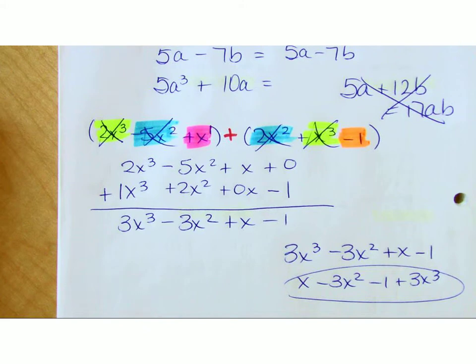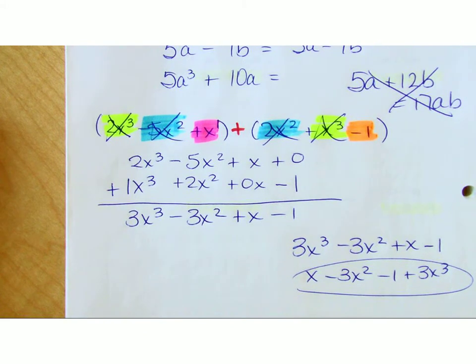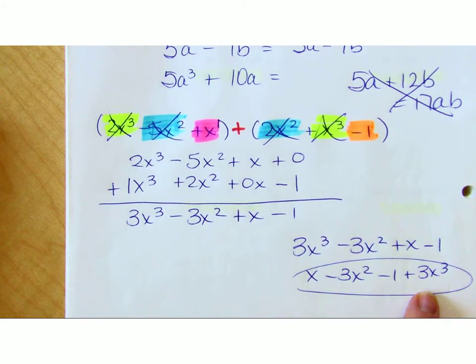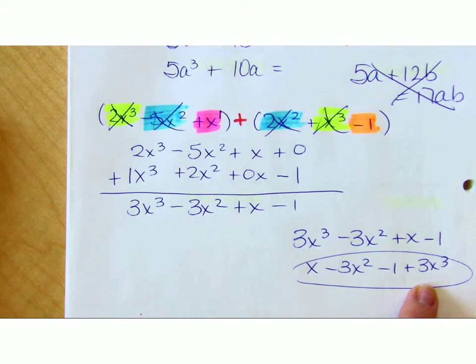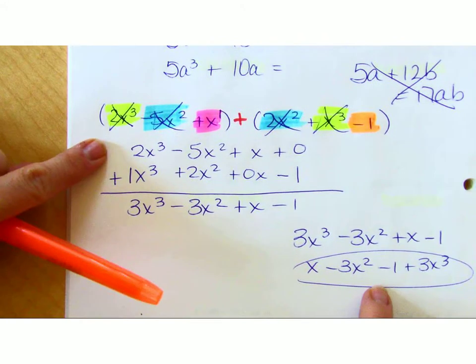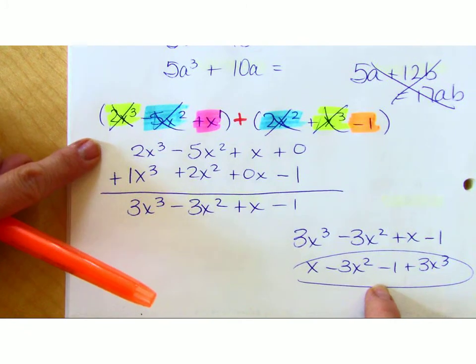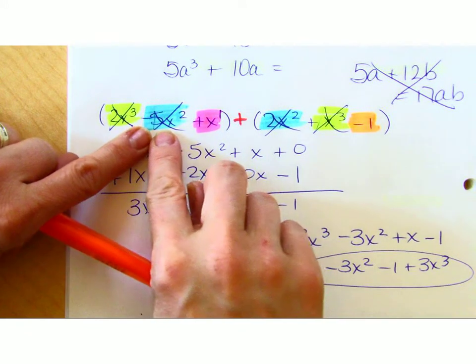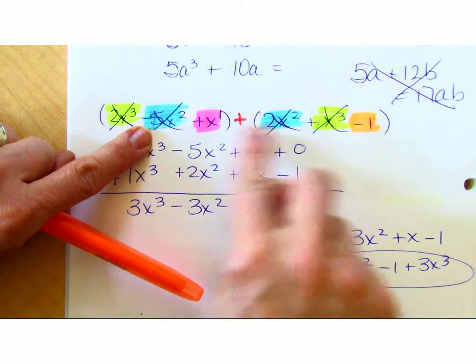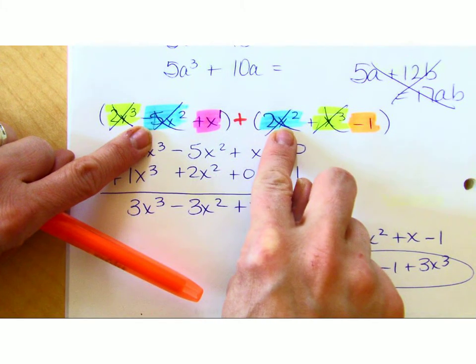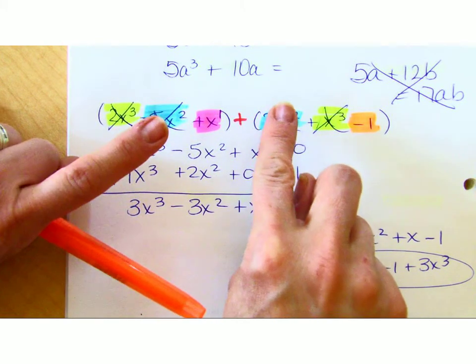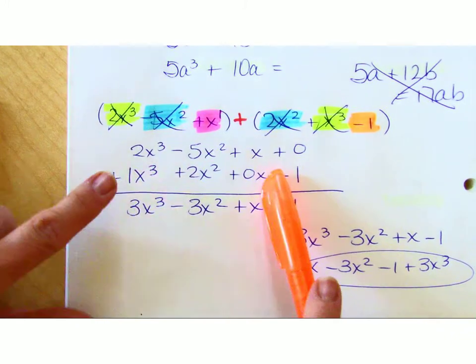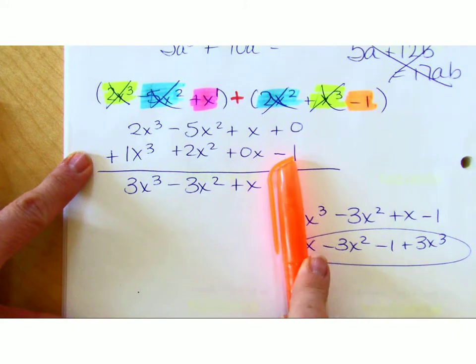And so how many colors do you see? 4. So how many terms should be in your answer? 4. Unless, when would it maybe not have 4 terms in your answer? Yes. What if I had a +5x squared here? They would cancel. So set it up if you want this way, but you do not have to.